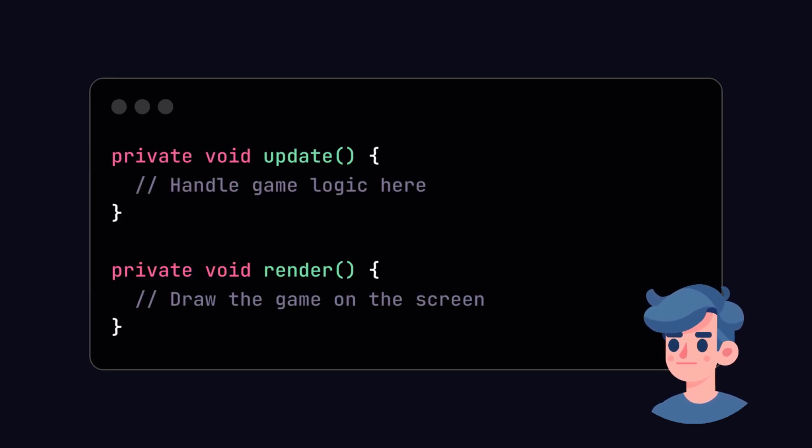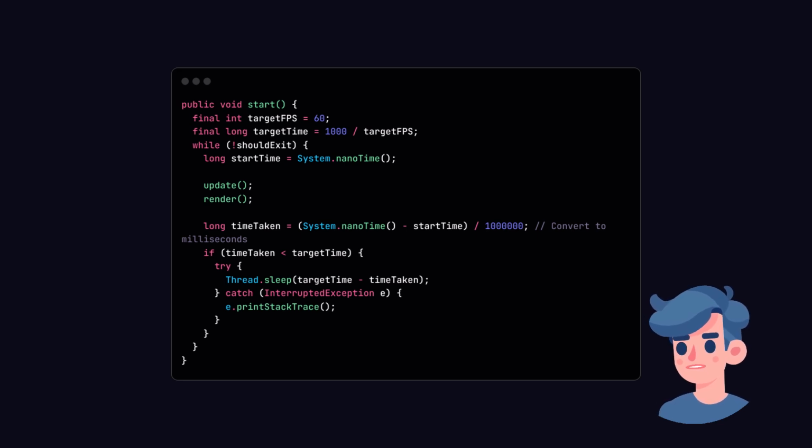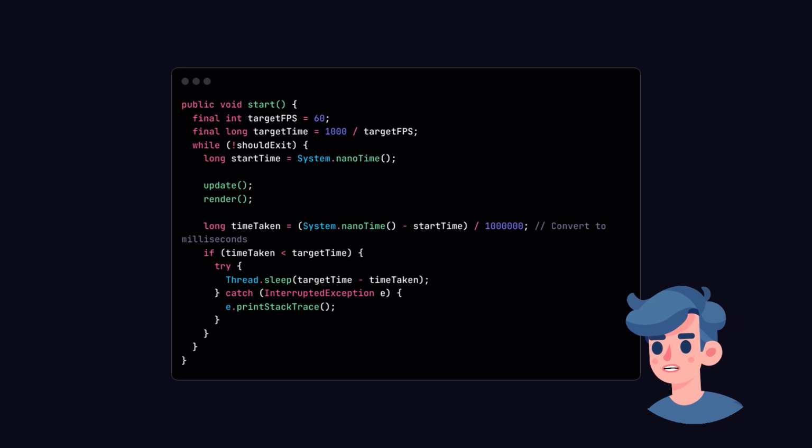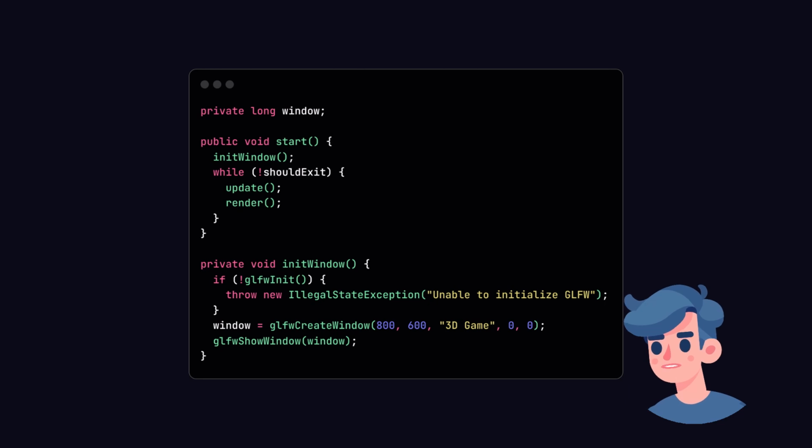We'll create the update and render methods next. The update method is where we handle game logic, and the render method is for drawing the game state on the screen. Now let's implement a simple way to control the frame rate of our game loop. We want our game to run at a consistent frame rate, say 60 frames per second. To achieve this, we can calculate the time taken for each loop iteration and sleep for the remaining time if we're running too fast.